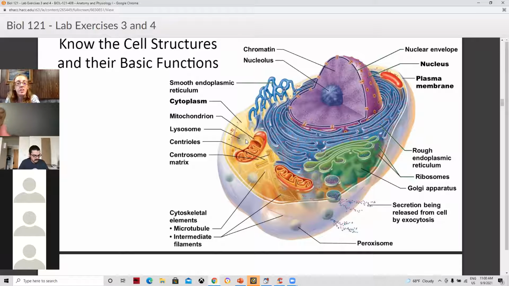Centrioles are involved in making cytoskeletal elements like microtubules. If you think cyto as cell, cyto means cell. Skeleton, if you think about what our skeleton does, it gives us shape and form. That's what the cytoskeleton does for the cell, it gives it shape and form and allows it to move and allows transportation of things within the cell.